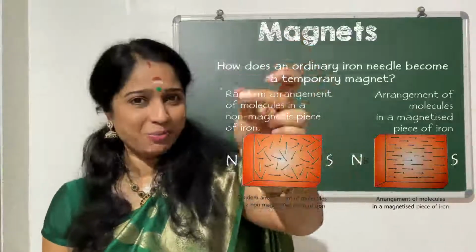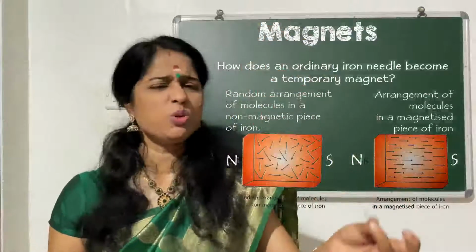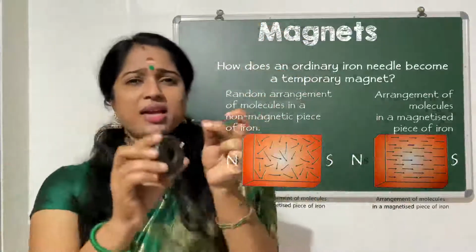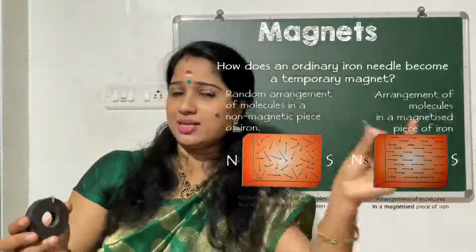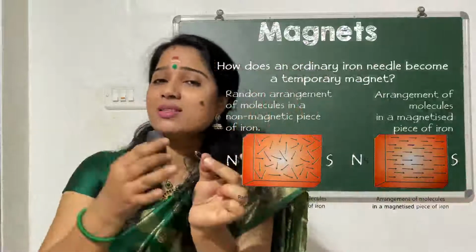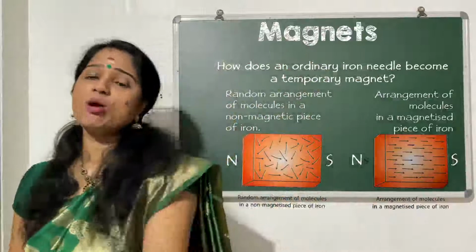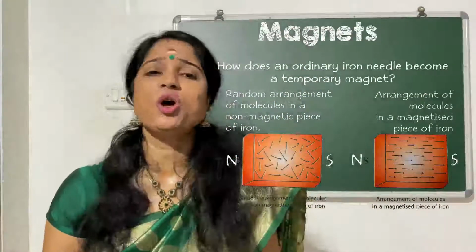Similarly, this iron object also behaves in the same manner. You have already seen that the molecules are not arranged properly. But what happened when we strike it using the magnet? The property of the magnet passes to this safety pin, this iron object. Then this iron object starts behaving like a magnet, even if for a short period of time.